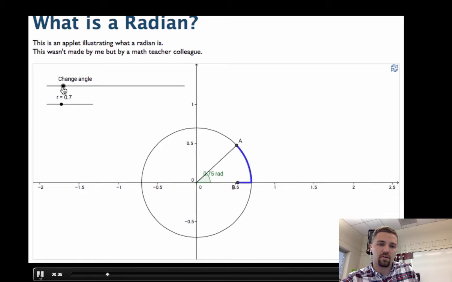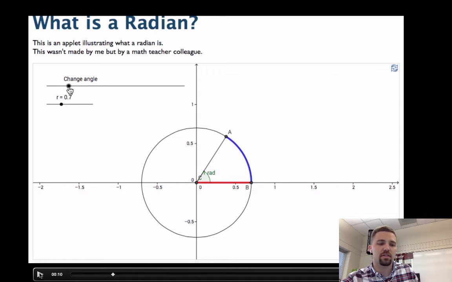So we're going to let this go until it's at 1. Try to stop it there. Okay, so at 1 radian. This is the angle that is 1 radian. You can see it's at about 50-ish degrees, maybe a little bit past 50. But 1 radian is the angle created by going around a circle 1 radius. This distance right here is a radius. The angle that's made is 1 radian.